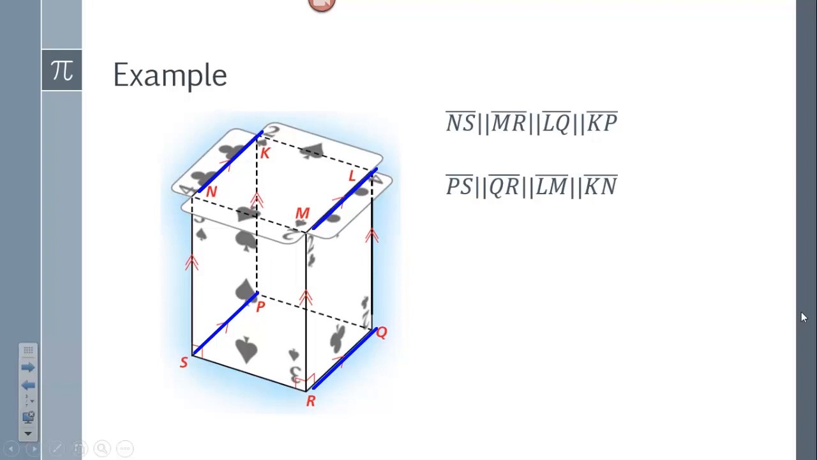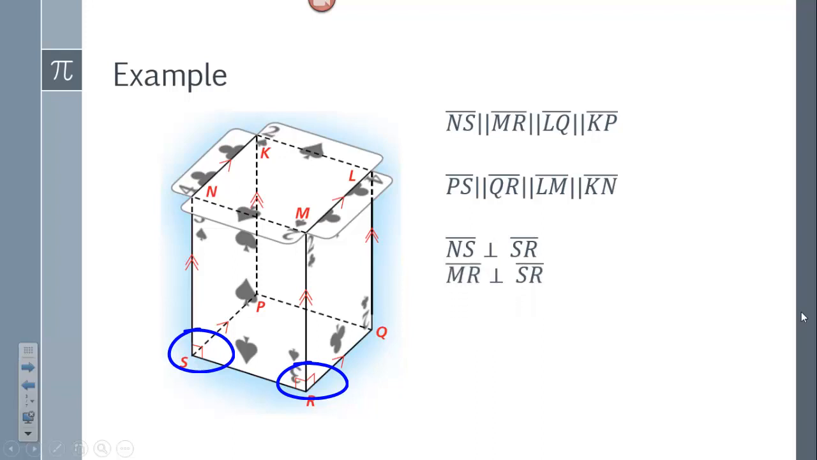And if we look at the perpendicular segments in the diagram, we can conclude based on the markings in the diagram that NS and SR are perpendicular, as well as MR and SR, and MR and RQ are also perpendicular.